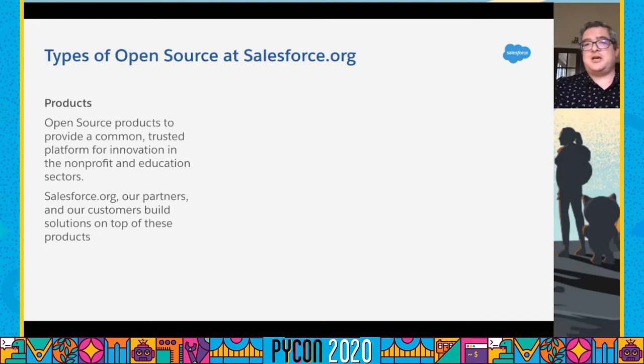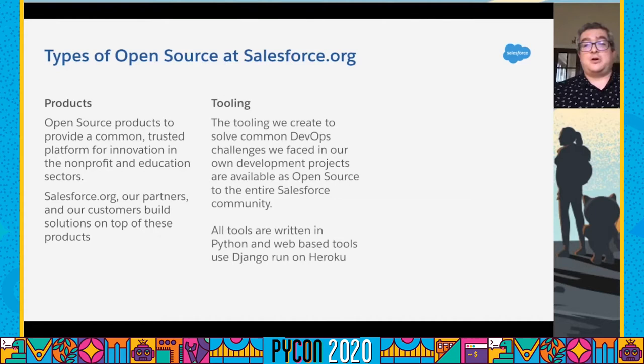We also have tooling that we've developed to solve our common DevOps needs and challenges that we faced in our development projects on top of the Salesforce platform. And we make those tools available as open source to the entire Salesforce community. These tools are all written in Python, and then the web-based tools are using Django that we run out on Heroku. We'll be taking a lot more look at this tooling today.